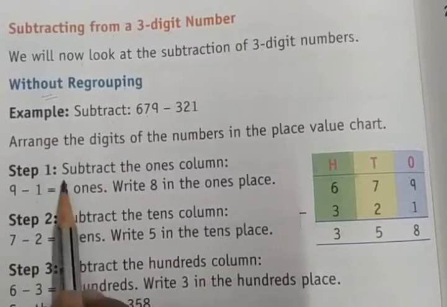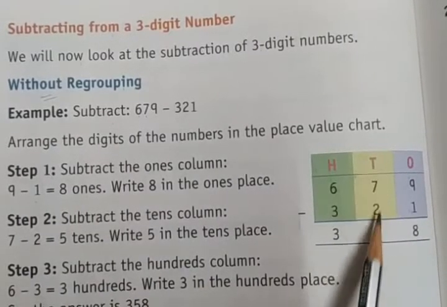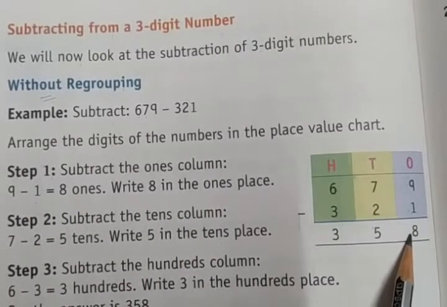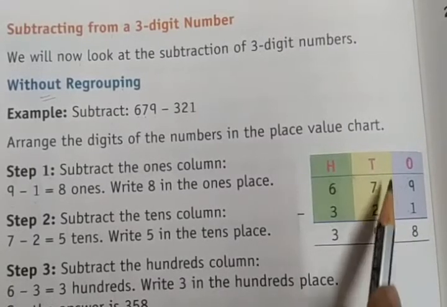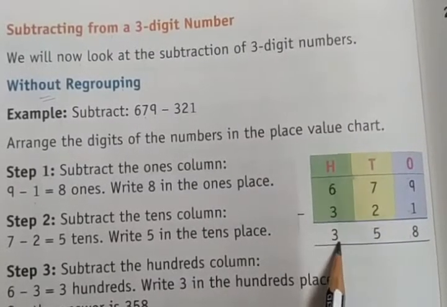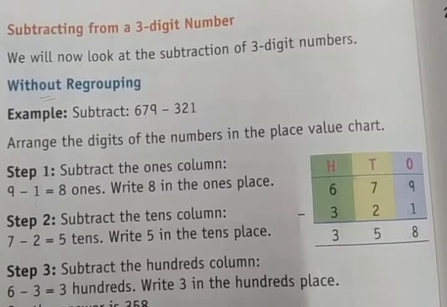Alright, so this is what we have to do: first subtract the ones column, then the tens column, then the hundreds column. This is over, that's it.